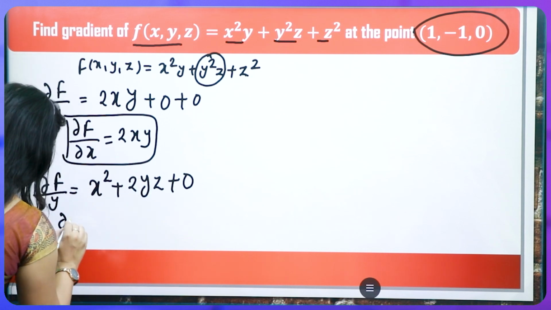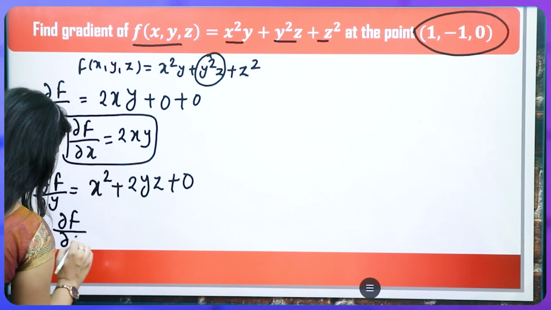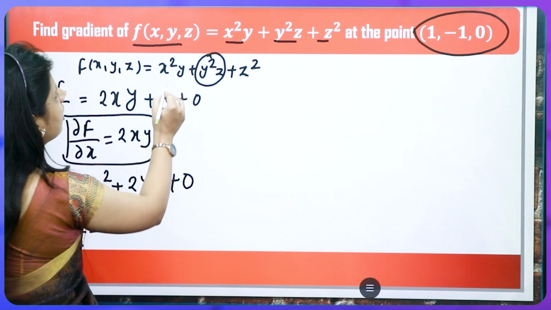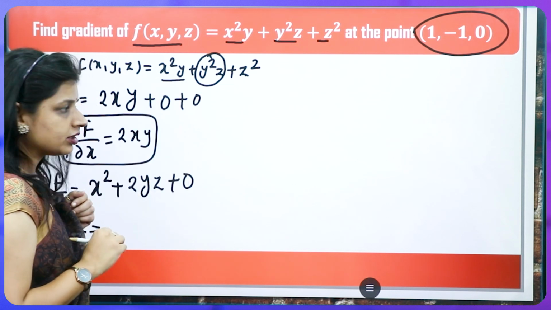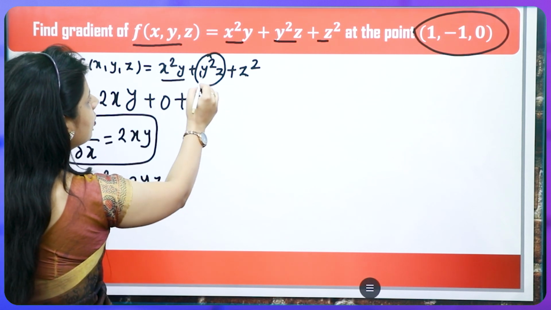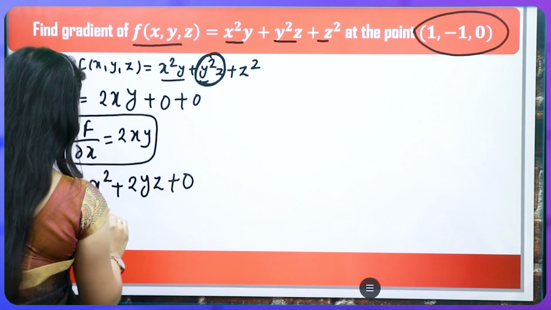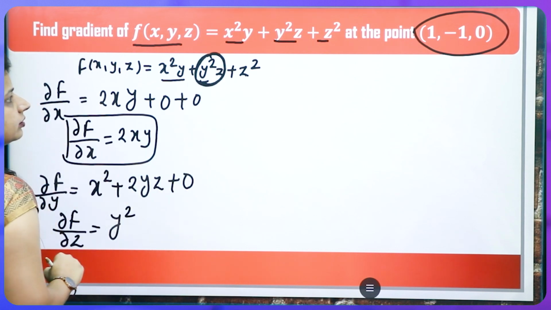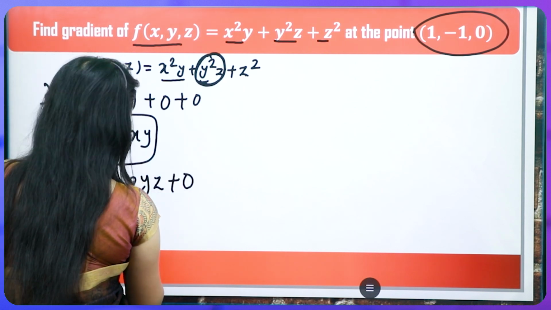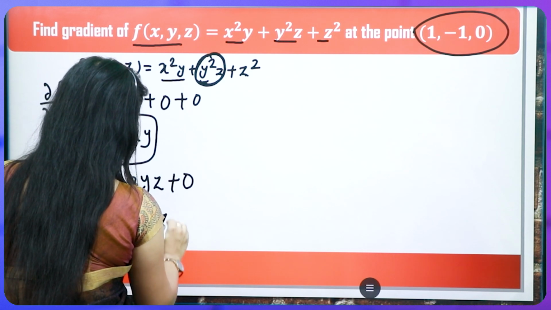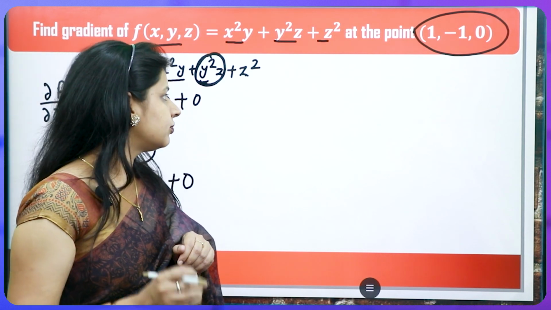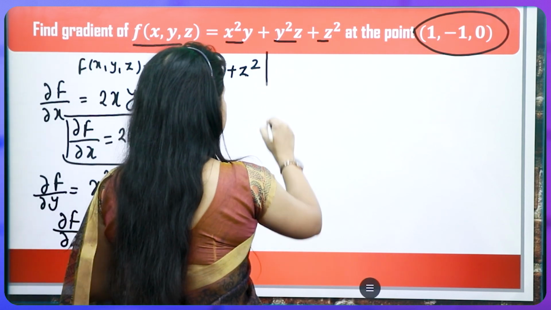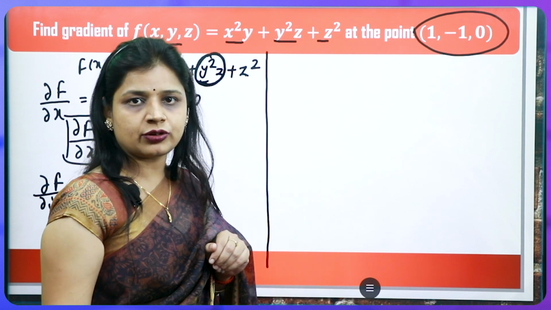And when we find del f by del z, this x square y will be treated like a constant. So, it is 0. When we differentiate this, we will get y square, and when we differentiate the last term, we will get 2z.